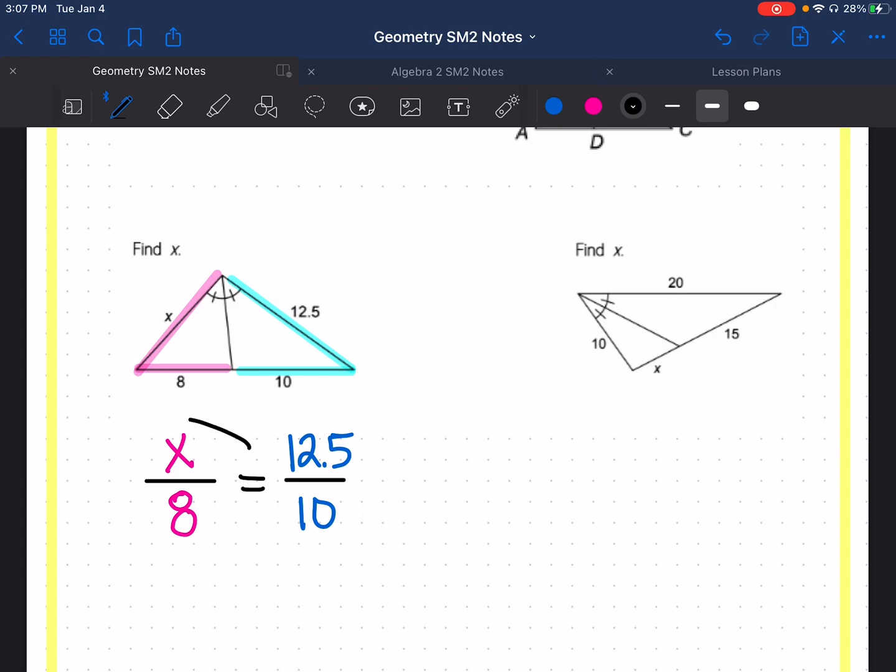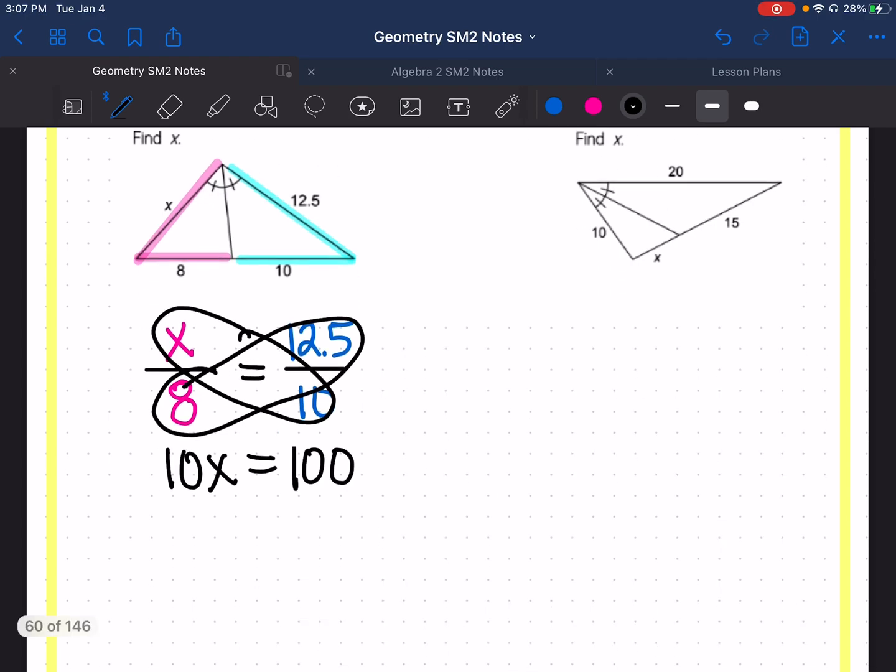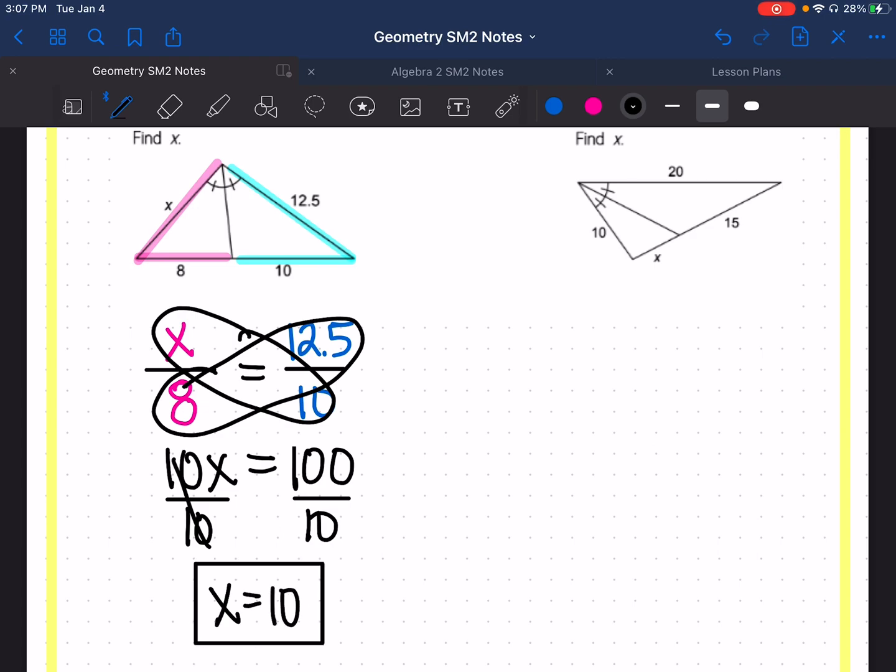And now we're just going to cross multiply. 8 times 12.5 is 100, and then I just divide both sides by 10. That's a pretty easy proportion to solve. X equals 10. Perfect. Let's try this last one.